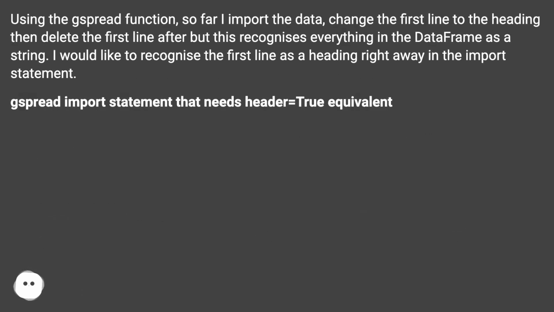Using the gspread function, so far I import the data, change the first line to the heading, then delete the first line after, but this recognizes everything in the data frame as a string. I would like to recognize the first line as a heading right away in the import statement. Gspread import statement that needs a header equal to true equivalent.